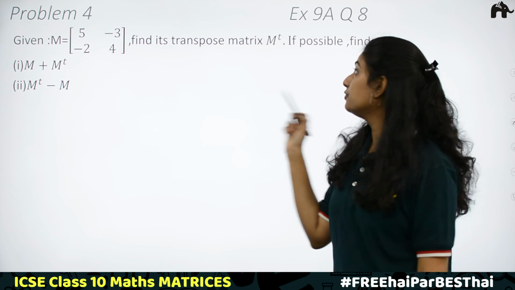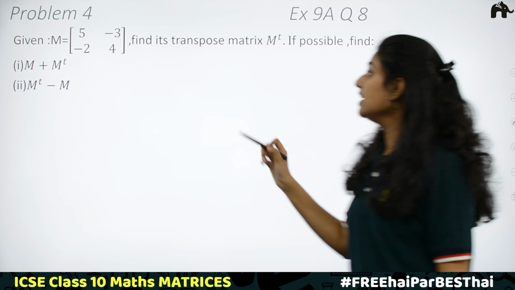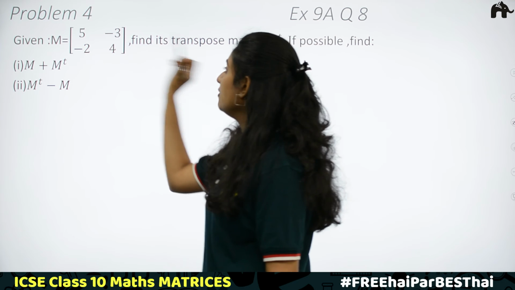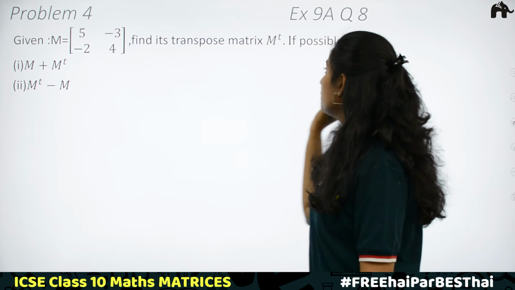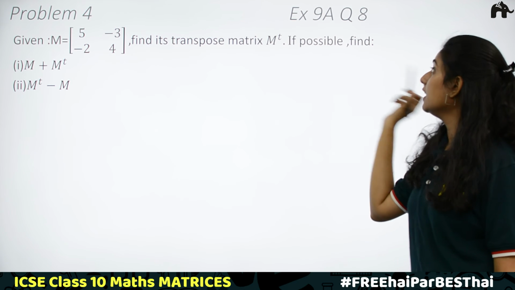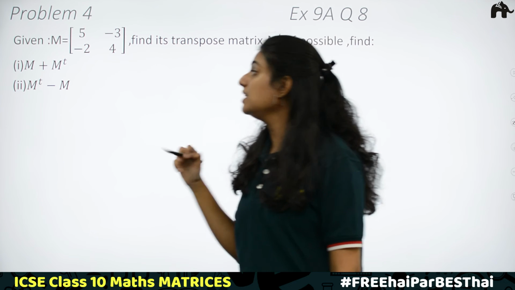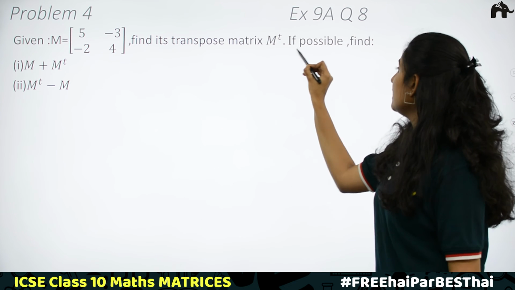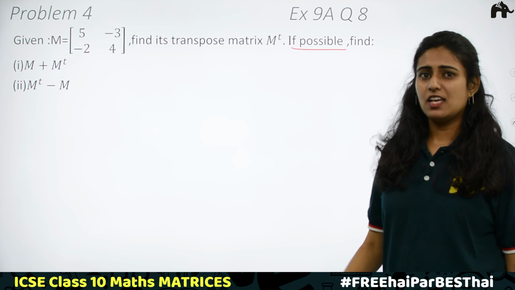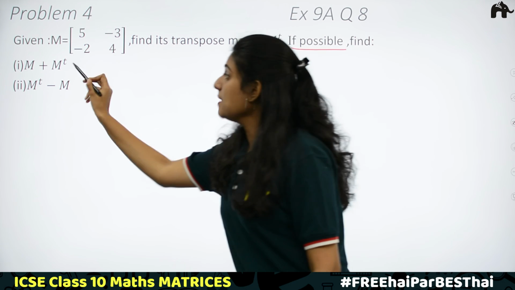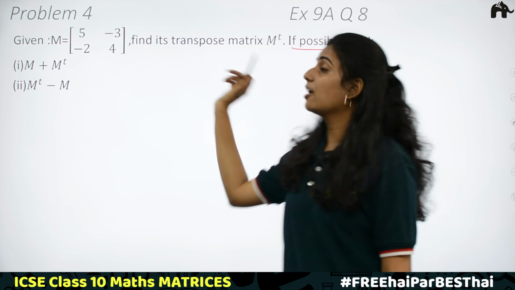Next problem 4, question 8 of exercise 9A. Given M is equal to 5 minus 3 minus 2 plus 4. Find its transpose matrix MT. If possible, find M plus MT, second MT minus M. Here it is said if possible. Why do we use this? Because adding matrices or subtracting matrices will be possible only if they are of the same order.